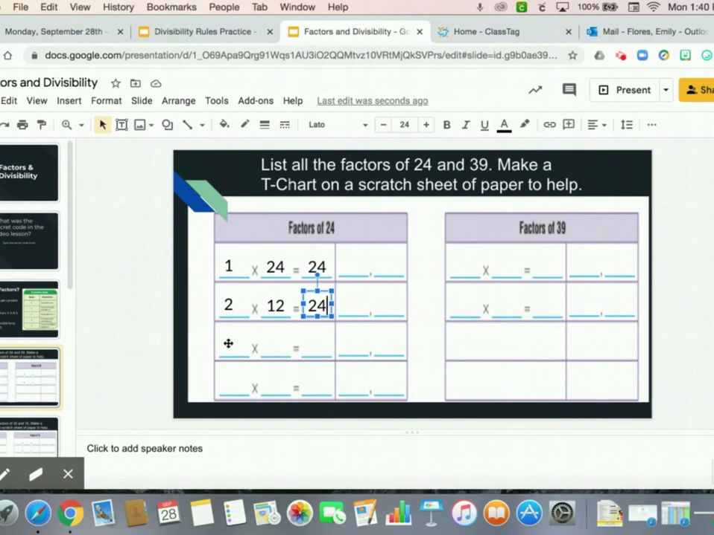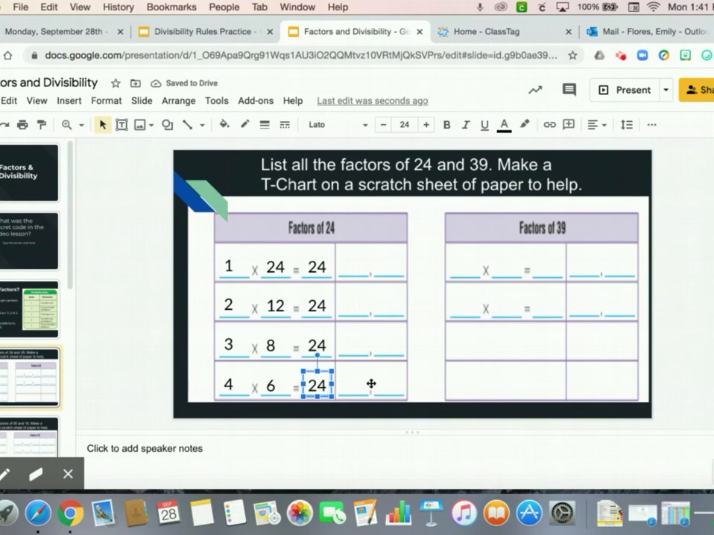Also, these numbers are math fact numbers, right? 3 times 8 is 24. So that would be another problem. And so now we did 3, so let's think about 4. Well, 4 times 6 is 24, right? 4 times 6 is 24. And then I'm out of space, so I know that I'm done.